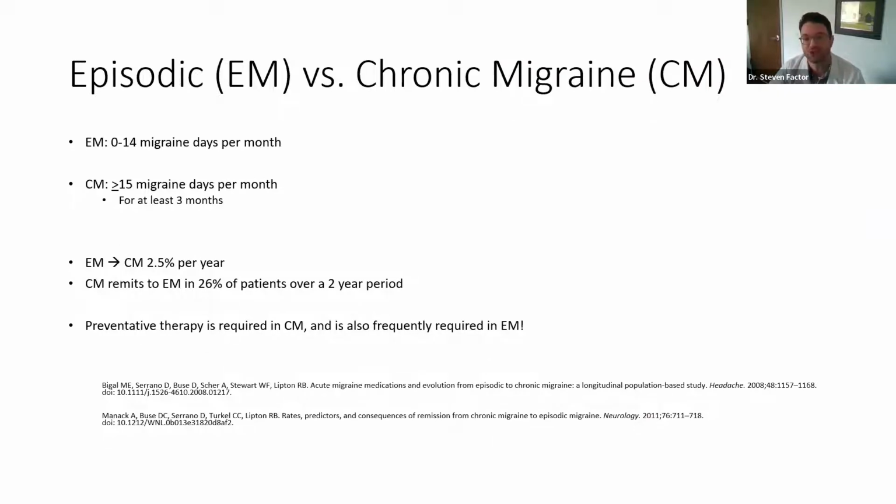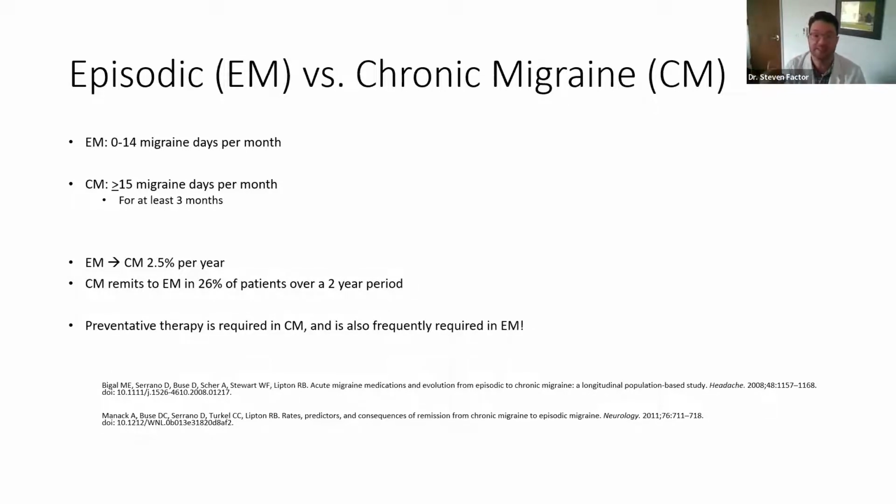With respect to explaining frequency and how to kind of put ourselves into certain, not boxes, but kind of categorize patients as far as episodic versus chronic. Episodic migraine is defined by 0 to 14 migraine days per month. Chronic migraine is greater than 15 migraine days per month. And you have to get this diagnosis, experience this for at least 3 straight months. And you can go back and forth.